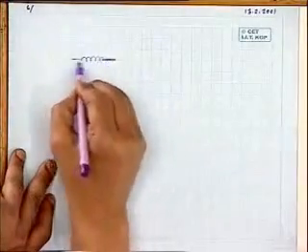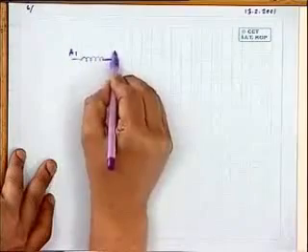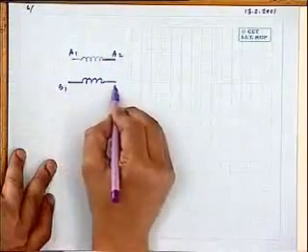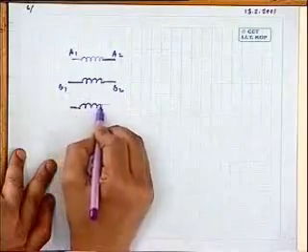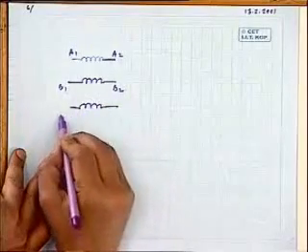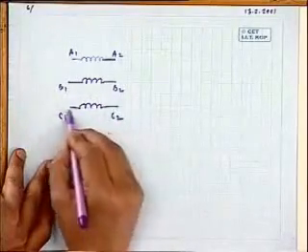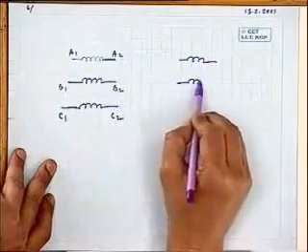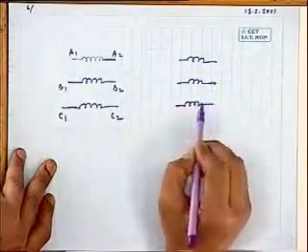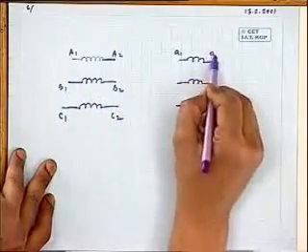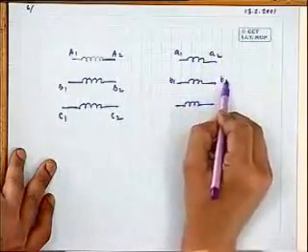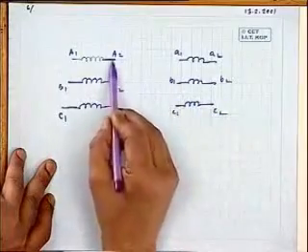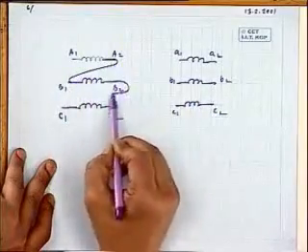That is not what you do. That's not right. A1, A2, B1, B2, C1, C2, and on the secondary side you get this one: A1, A2, B1, B2, C1, C2.